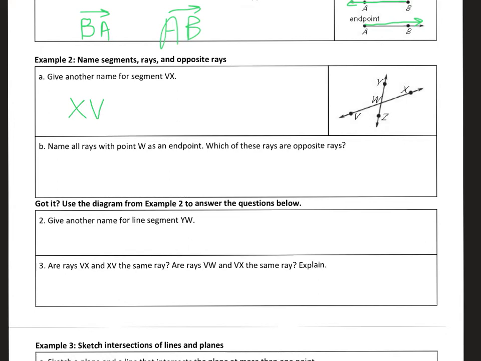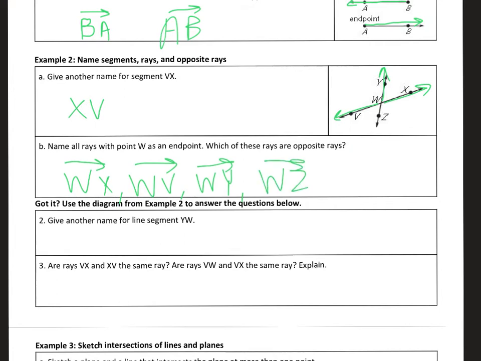So I'm going to be able to name 4 rays with W as an endpoint. And I'm going to start with WX with my single arrow going this way. I'm going to name WV with this ray, an endpoint of W. Next one, WY going this way, and then the last one, WZ, pointing this way, okay?